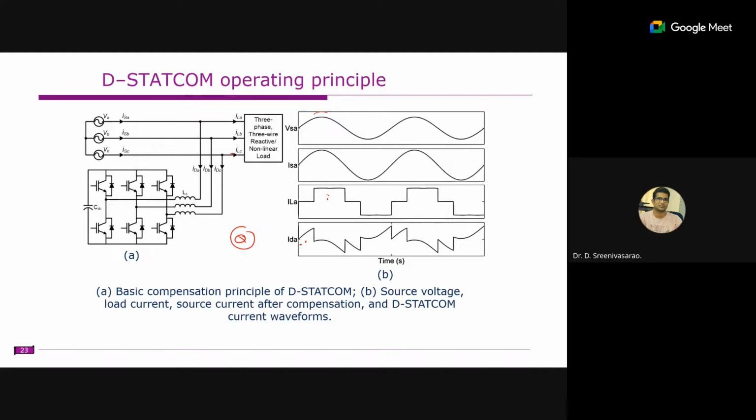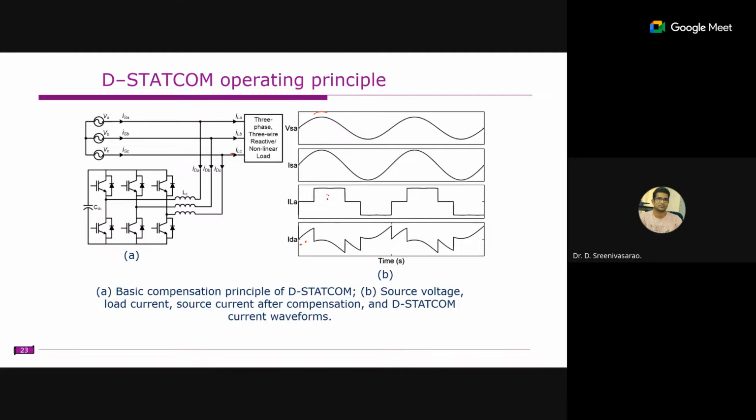So this is how a D-STATCOM will work. The interesting thing is that we need to maintain a voltage across the DC capacitor, or DC link. To maintain this, we will draw a small amount of active power from this source, so that it maintains the voltage across this capacitor. So how exactly will we do that? We'll discuss shortly.